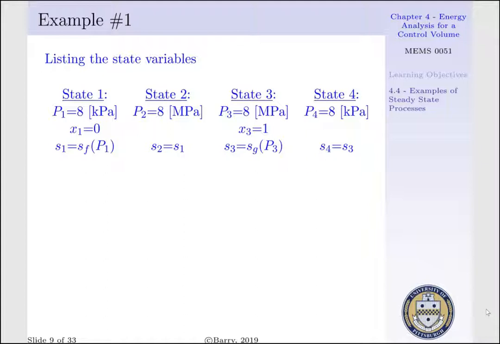At state 2, our pressure is increased to 8 MPa. That is, at state 2, our fluid is exiting our pump and entering our boiler. At state 3, we have a pressure at 8 MPa and a quality of unity. This is where our fluid enters our turbine. And at state 4, the exhaust of the turbine is entering the condenser.